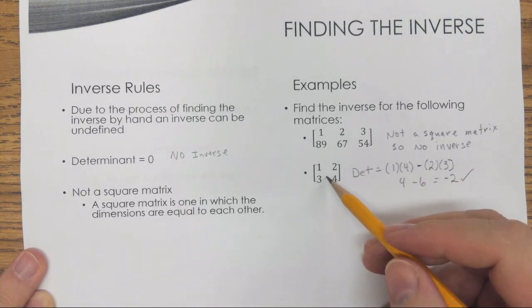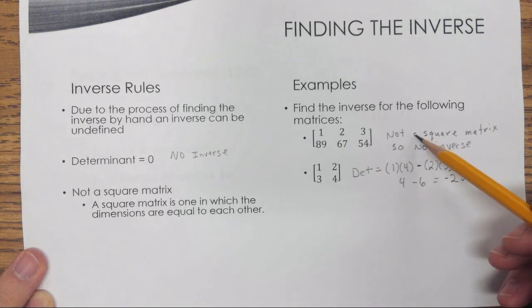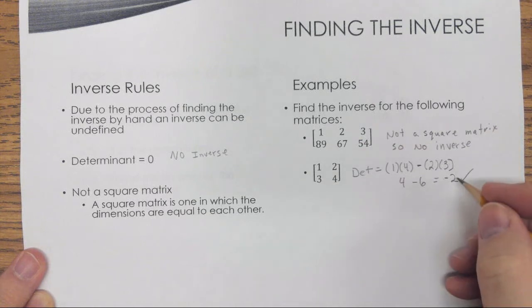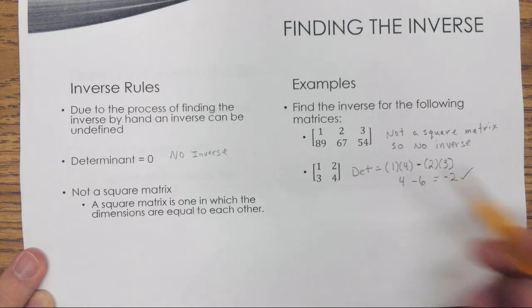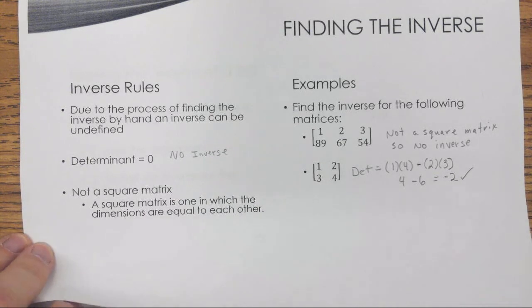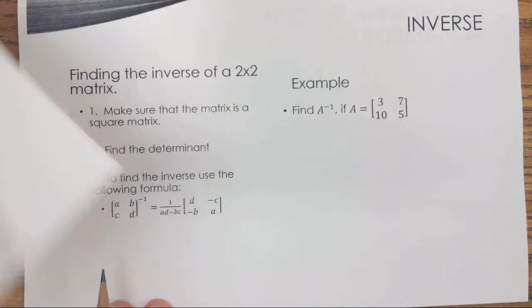Alright, so this matrix has an inverse. This one does not, because it's not a square matrix. If I had gotten 0 on this for the determinant, then it would not have an inverse either. Okay? Alright. Moving on. Let's talk about how to find an inverse.